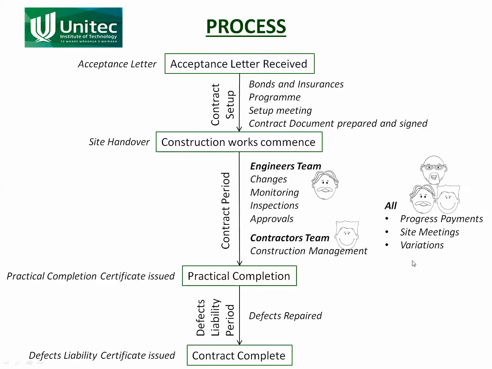Once the contractor has finished building the work, he applies for practical completion. He's saying, I've finished the work, and then the engineer goes along and makes sure he has. So we talked about that as well. So the practical completion certificate is issued. After that, defects liability period starts. During that period, any defects through workmanship and materials is repaired by the contractor. At the end of the defects liability period, a defects liability certificate is issued, which says the contract is complete. There is no longer a contractual relationship between the contractor and the client.